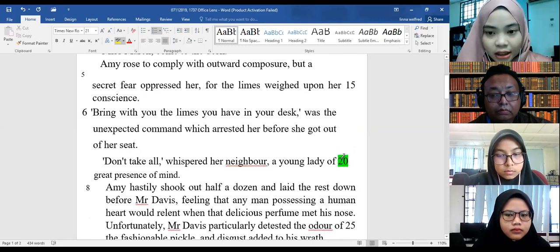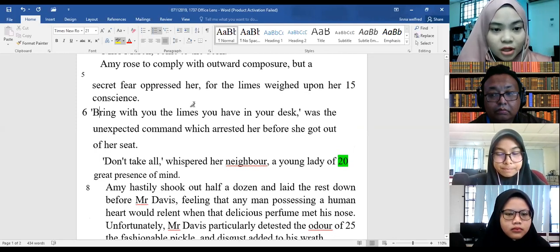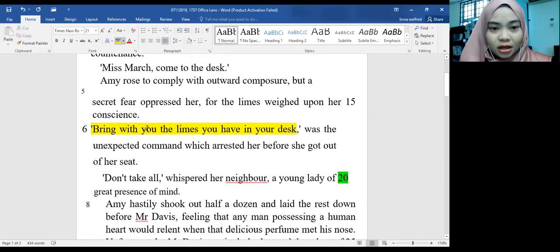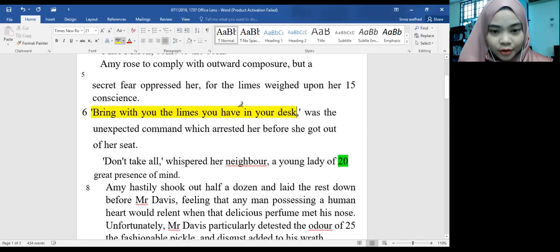After skimming this paragraph, I found in line 39, this brings with you the lines you have in your desk. Your desk shows that the setting is in the classroom. To confirm, there is an unexpected comment which arrested her before she got out of her seat. So clearly of her seat, the setting of the story in this paragraph is in the classroom.